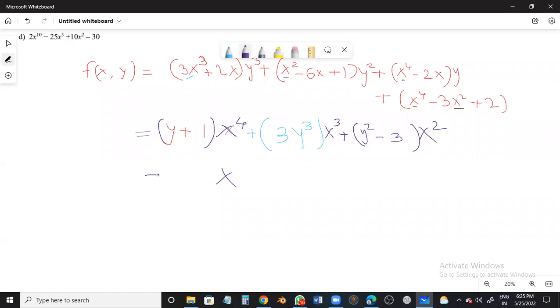Then we will have the linear term, x raised to 1 kind of term. I find it over here. It is here also. So what do I get inside? Inside I'll be getting 2y cube. What next? Minus 6y square. And what next? Minus 2y.